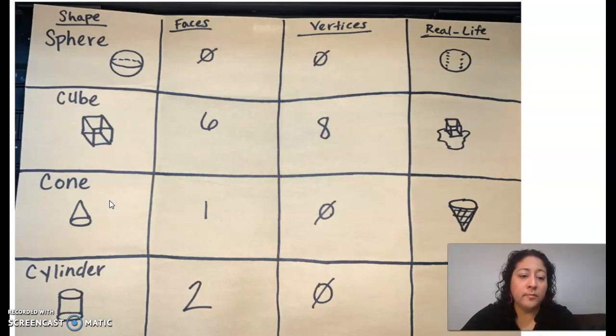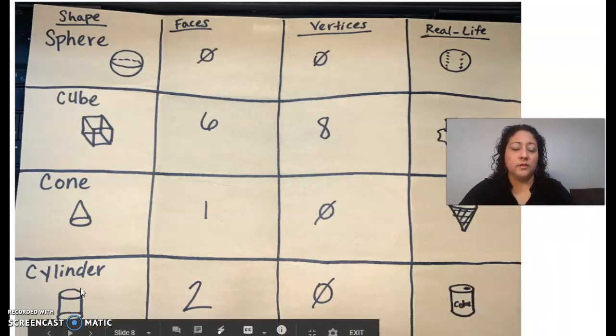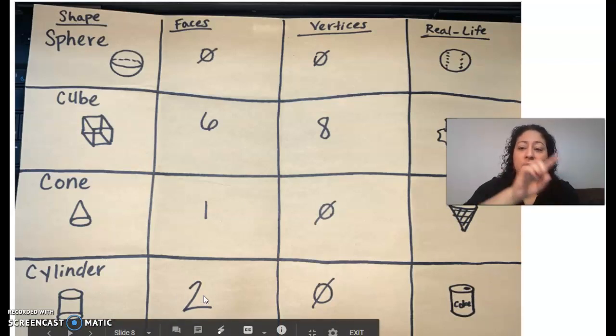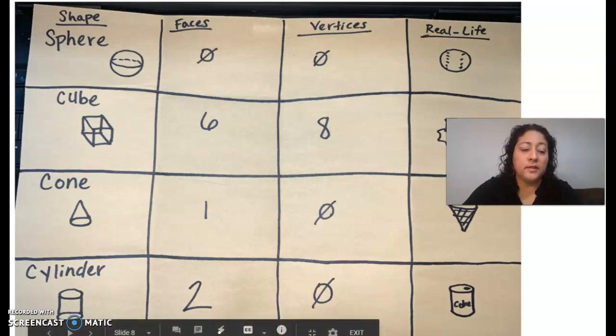And we also learned about the cone, that it has 1 face that is shaped like a circle, that it has 0 vertices, and that the ice cream cone looks like a cone. And then we talked about the cylinder, and we saw that it has 2 faces that are shaped like a circle as well, and that it has no vertices. And we learned that a soda can or a vegetable can looks like a cylinder. Okay? So now I'm going to tell you what your homework will be for today.